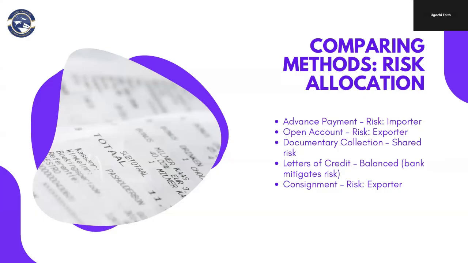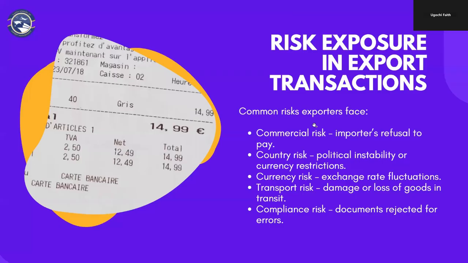So when we are looking at advance payment, the importer bears the most risk. That's it. For open account, the exporter bears the most risk. For documentary collection, both are just trying to share that risk. Meanwhile, for letters of credit, it's just a balanced process for both parties. And for consignment, the risk still falls on the exporter.